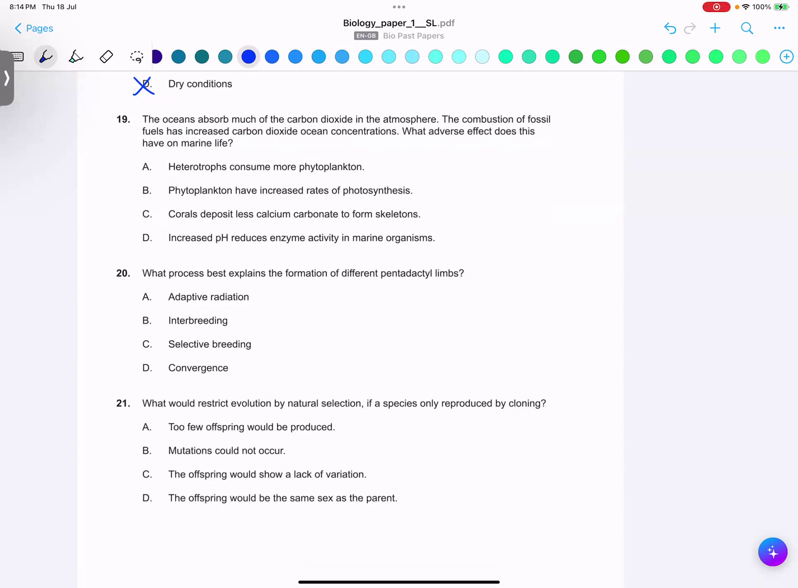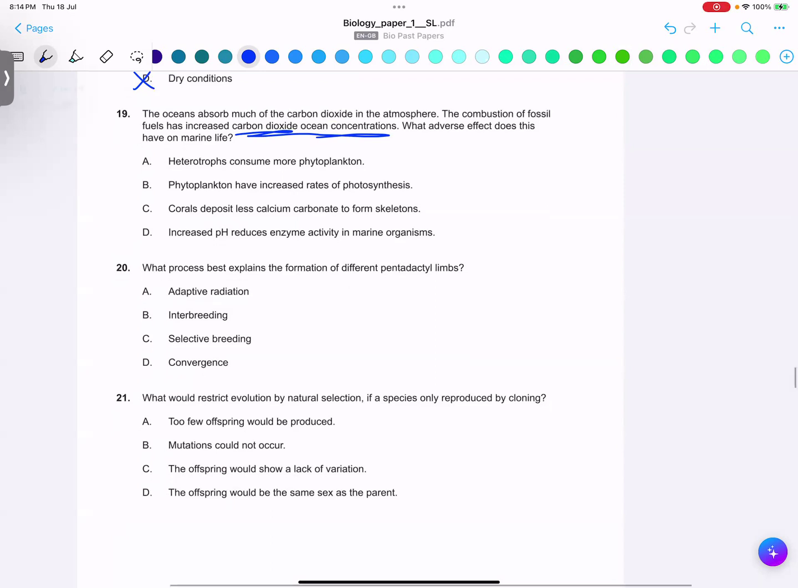Okay, so now we have question 19. The oceans absorb much of the carbon dioxide in the atmosphere. The combustion of fossil fuels has increased carbon dioxide ocean concentrations. What adverse effect does this have on marine life? So we're talking about the concentration of carbon dioxide in the ocean. A, heterotrophs consume more phytoplankton. That does not have an adverse effect on marine life. This can be true, but it does not actually affect marine life in a bad way.